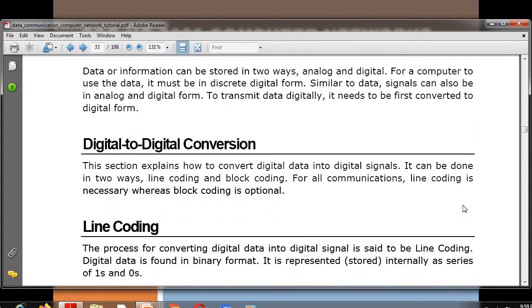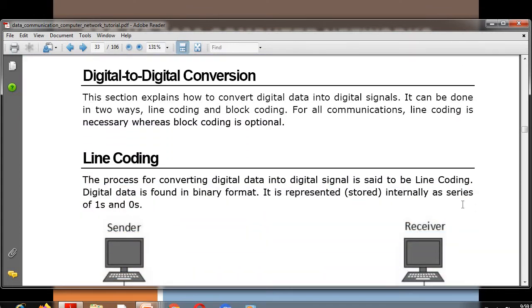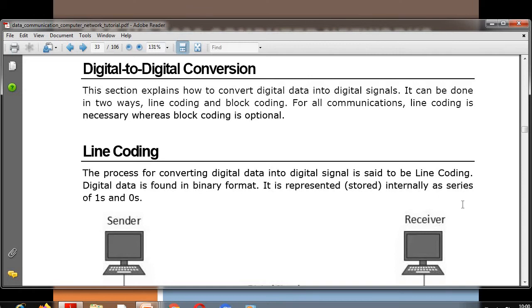So how do we do digital to digital conversion? In this section, I explain how to convert digital data into digital signals. It can be done in two ways: line coding and block coding. For all communications, line coding is necessary, whereas block coding is optional. So what is line coding?